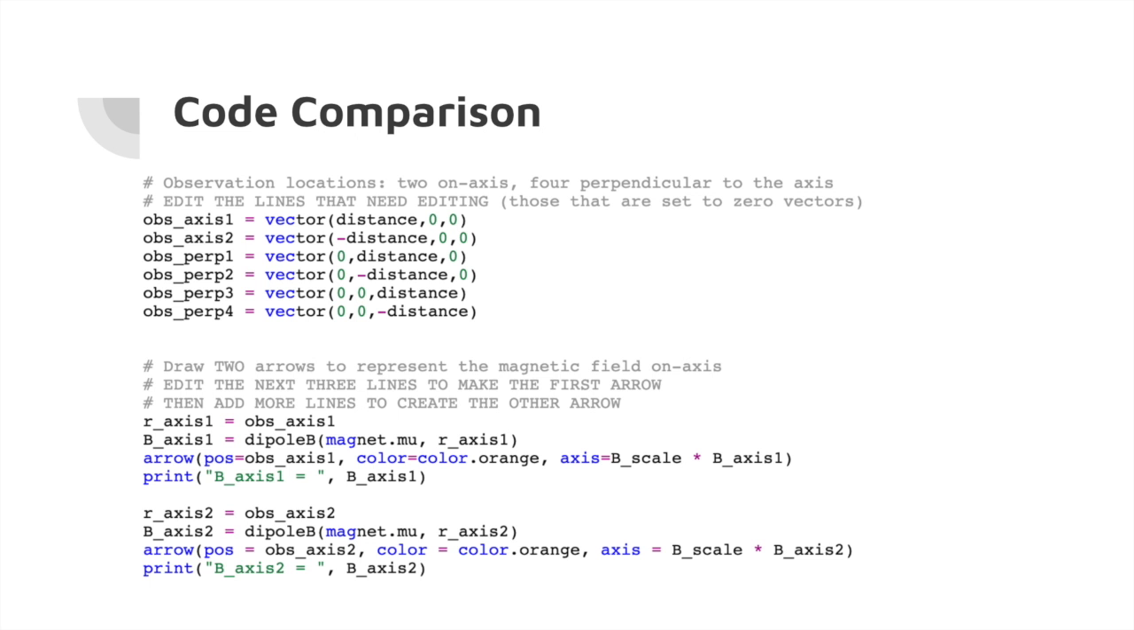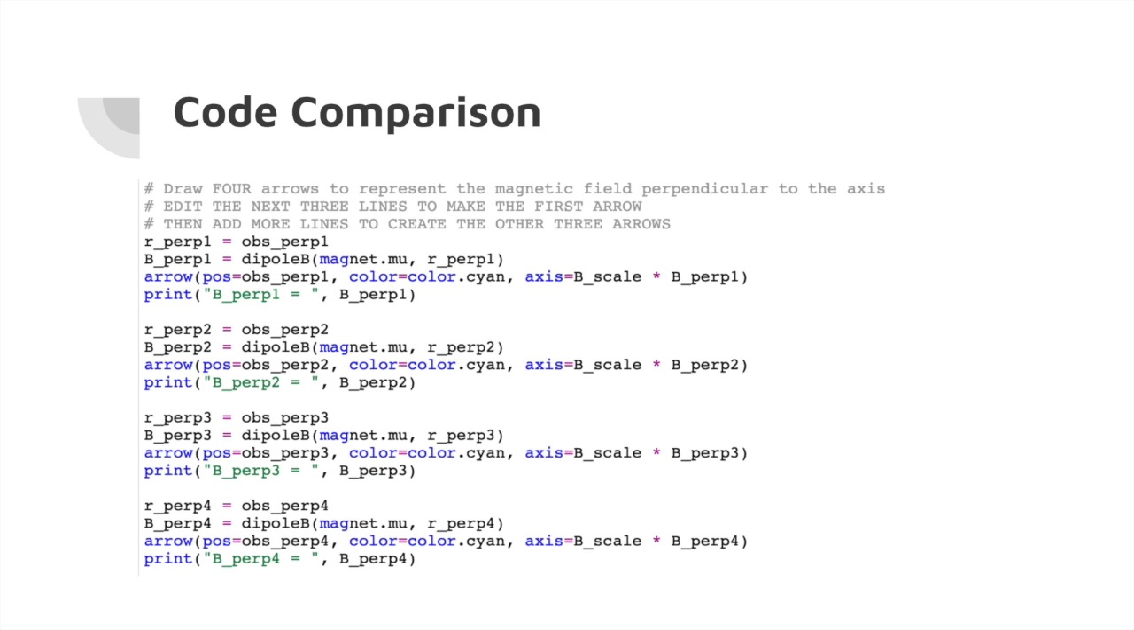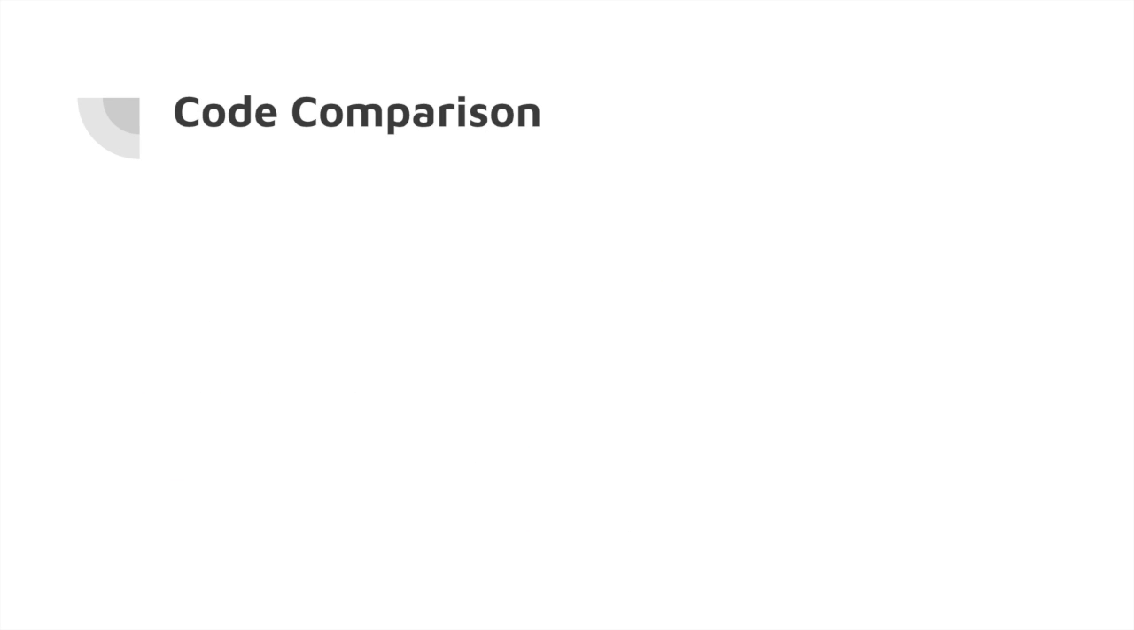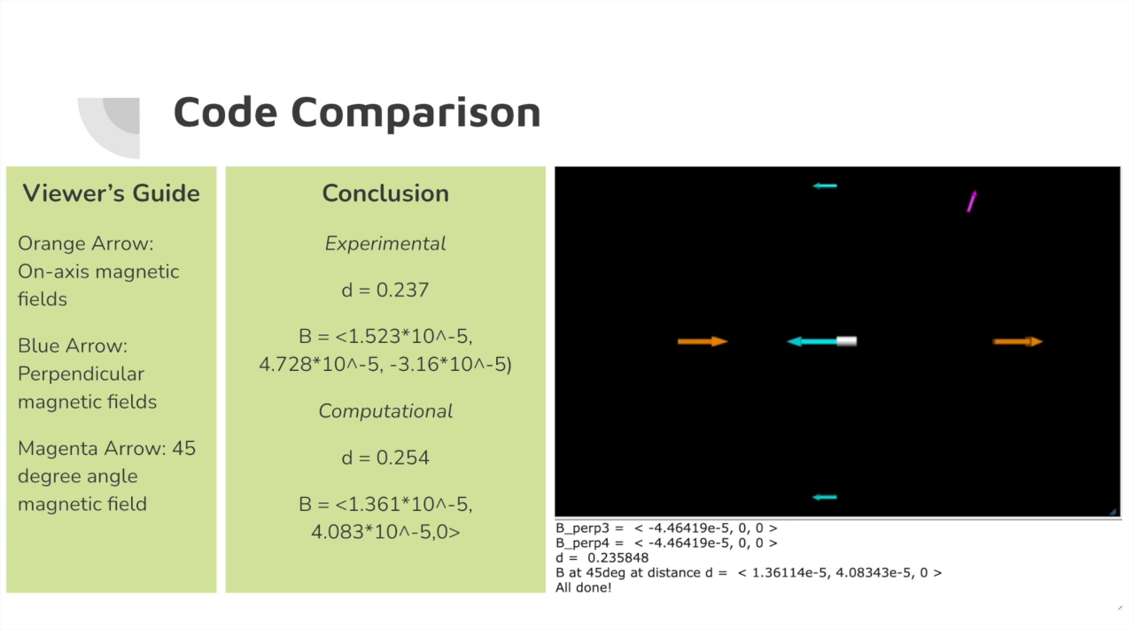After that, we can set up the observation locations for each of our arrows and create an on-axis magnetic field using the dipole B function. One of the major aspects of this code was creating the 4 arrows that represent the magnetic field perpendicular to the axis, also using the dipole B function. Finally, we can insert the experimentally gathered d-perp value of 0.16677 and create the arrow that represents the magnetic field 45 degrees off-axis. In this computational model, orange arrows demonstrate the on-axis magnetic fields, the blue represents perpendicular magnetic fields, and the singular magenta arrow demonstrates the 45-degree angle magnetic field.